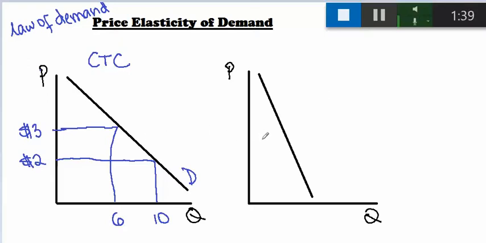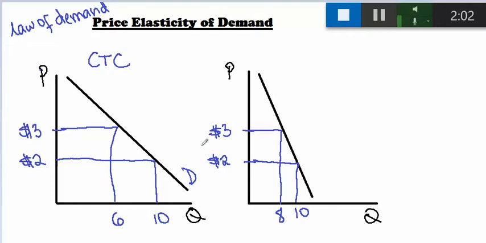Now, let's look at another good. That good's price is also $2 initially. When it's $2, the quantity demanded is 10 boxes. Now, if you increase the price of this good to $3, the quantity demanded falls to 8 boxes.